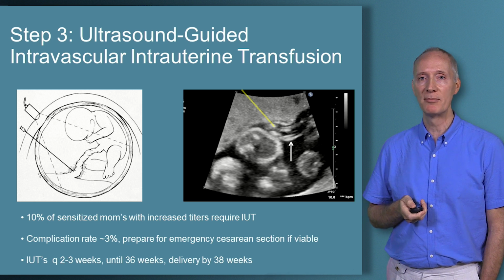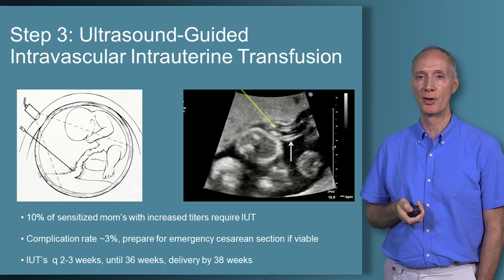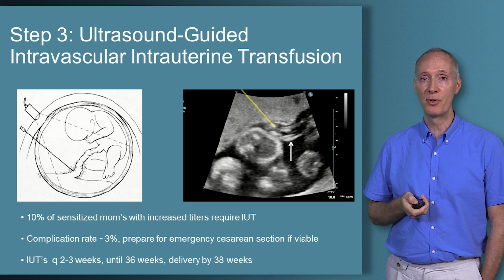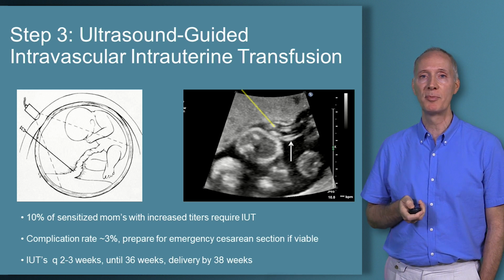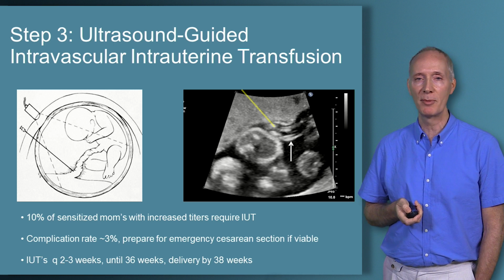10% of sensitized moms with increased titers ultimately require an intrauterine transfusion, or IUT. The complication rate is about 3%, so you have to prepare for emergency cesarean section if the baby is at a viable gestational age.